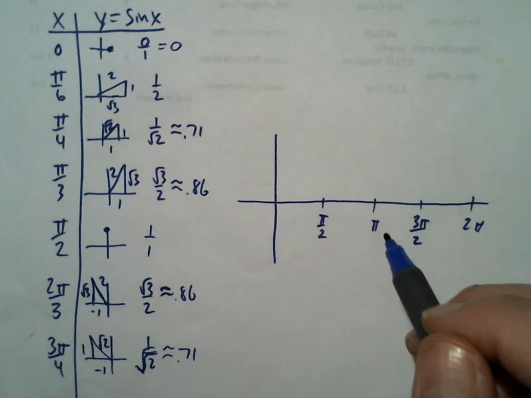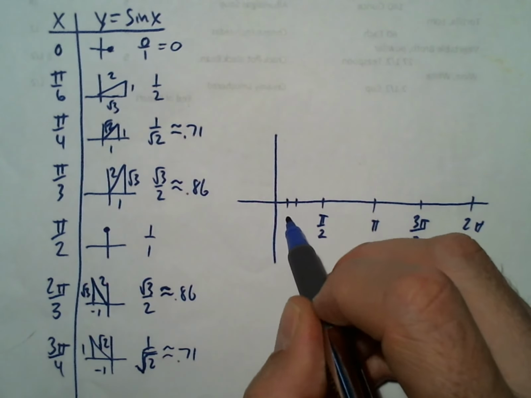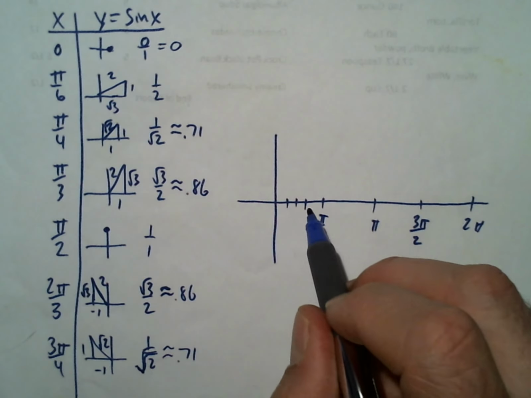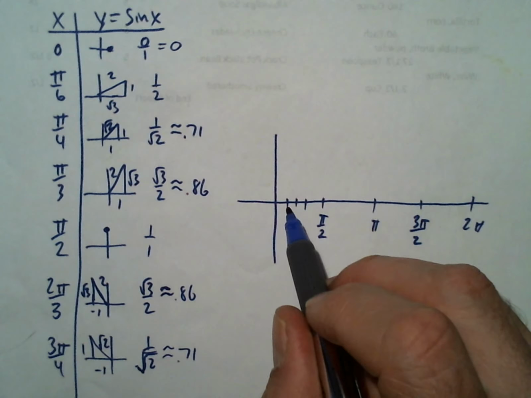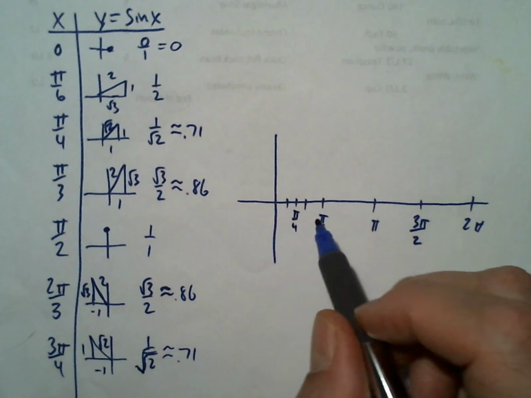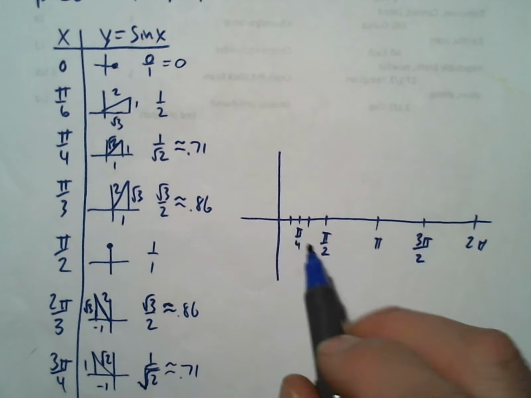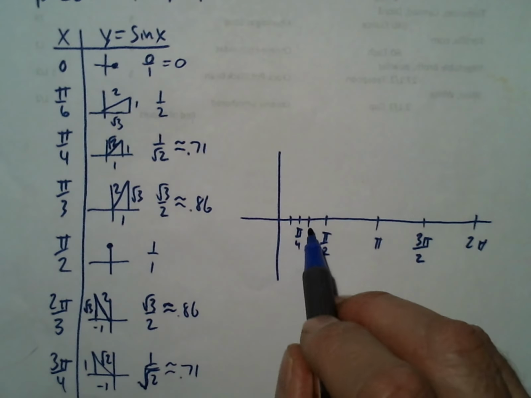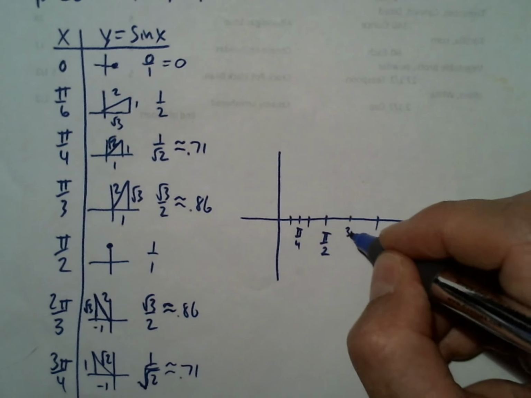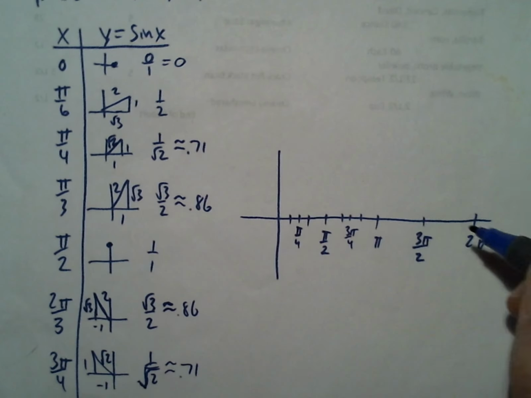We've gone to 3 pi over 4. This will be pi over 4. This is approximately pi over 6 and pi over 3. They're not evenly spaced. If they were, then that would be a pi over 8. So that's a pi over 6, and there's pi over 4. These are these angles: pi over 6, pi over 4, pi over 3, pi over 2, 3 pi over 4. This will be 2 pi over 3, 5 pi over 6.